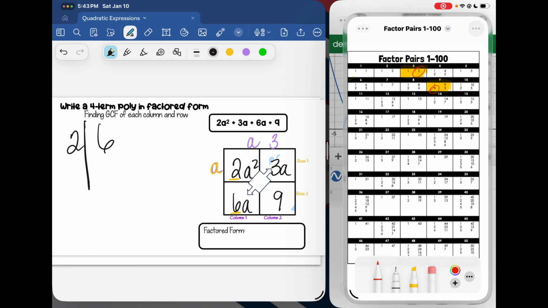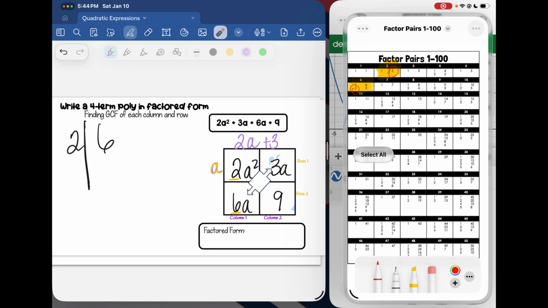And so I go over here to my factor pair sheet and I try to figure out what's the greatest common number that they have in common. So I'm looking at my factors of 2 and I'm looking at my factors of 6. What's the biggest number that 2 and 6 have in common? Hopefully you said a 2. Therefore, at the top of this column, I can put a 2. So I have a 2a plus 3.